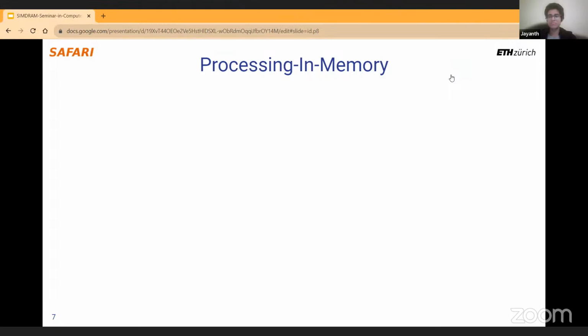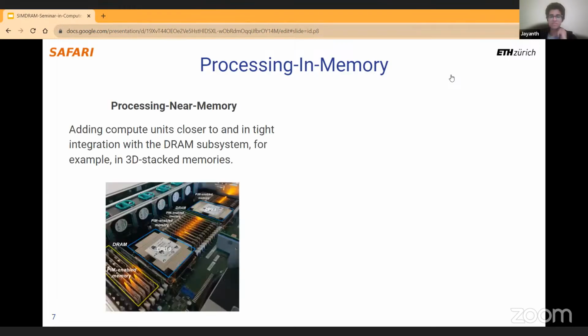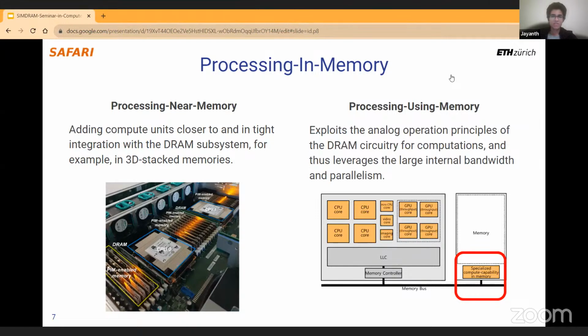For this, we have the concept of processing in memory, and it's divided into two categories. We have processing near memory, where we add compute units closer to or within the DRAM subsystem. This is popular with 3D-stacked memories because they come with a logic layer, as we've seen in the previous presentation. The other category is processing using memory, and this is what SIMDRAM is based on. It uses analog operating principles of the DRAM circuitry itself to perform the computations, and thus it can inherently make use of the large internal bandwidth that DRAM banks have and the massive parallelism within the DRAM subarray.